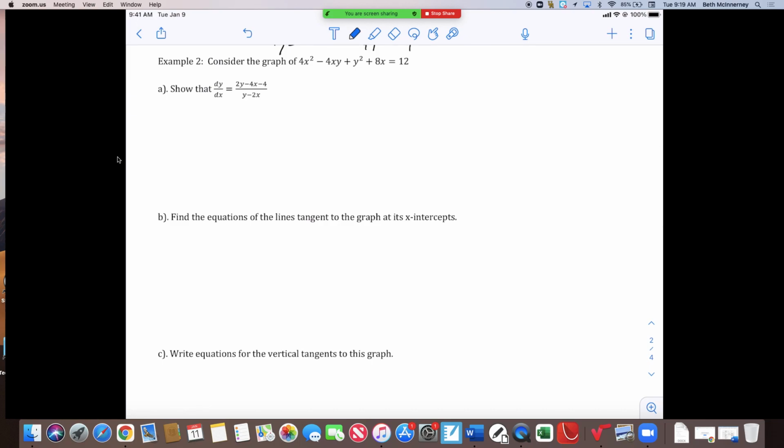Part C, I might have to help you with that one, and that's okay. But if you can't do C, skip it. Go to D. You know how to do an equation of a horizontal tangent line. And then E, you should be able to do that one as well. Find the coordinates of all points on the graph where the tangent line has slope 1. I do expect you might have trouble with part C, and that's okay. Hang tight, and I'll go over it.